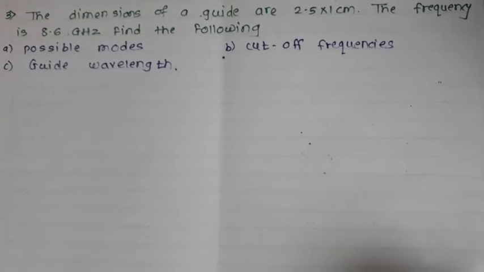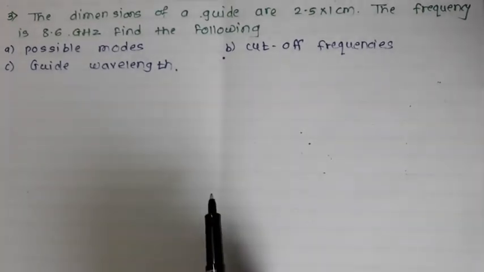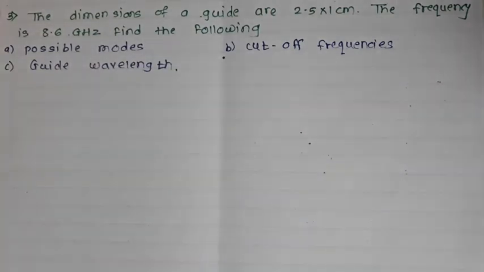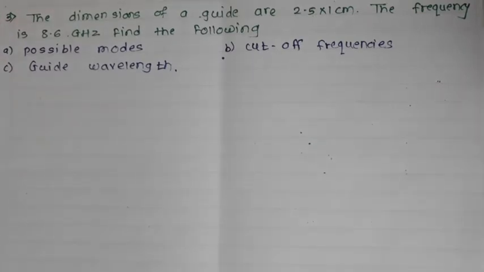Now let us talk about another problem, that is the third problem, where we are going to calculate the dimensions of the guide. Here you can see the dimensions of the guide are 2.5 into 1 centimeter. The frequency is 8.6 gigahertz. Find the following. The first one is the possible modes. The second one is the cut off frequency, and the third one is the guide wavelength.